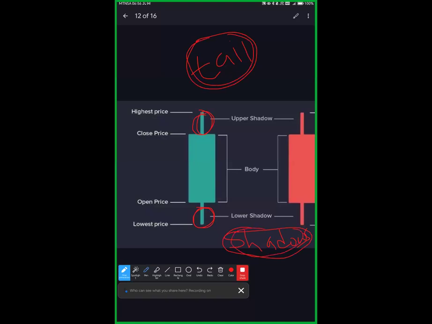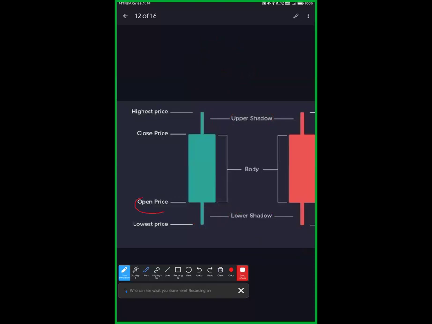The only difference is that when this thin line has poked above the body of the candle, it is called an upper shadow or an upper tail. When it has poked below the body of the candle, it is called a lower shadow or a lower tail. So all in all, a candlestick should show you the opening price, which is very important. You need to know where the price opened, and you also need to know at the end of that trade session where the price closed.